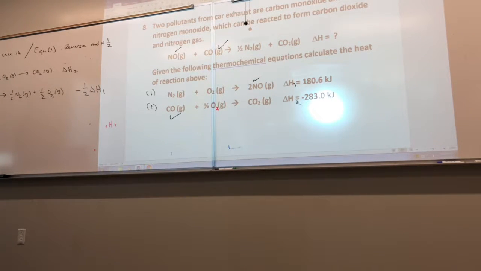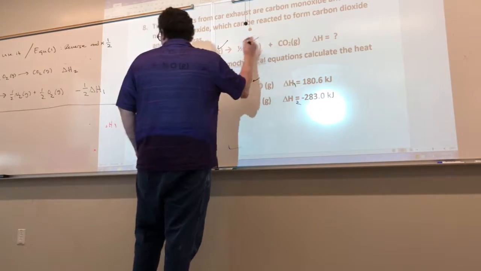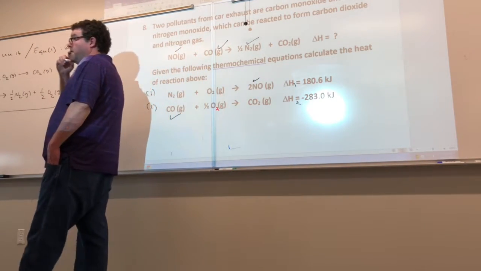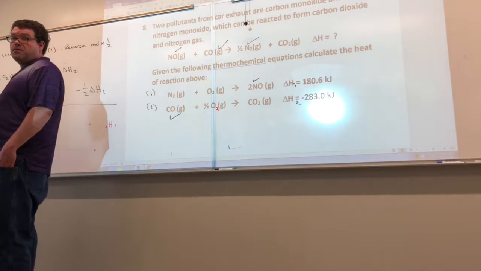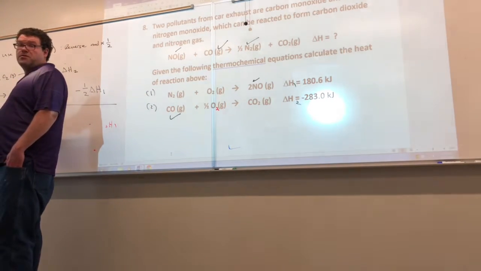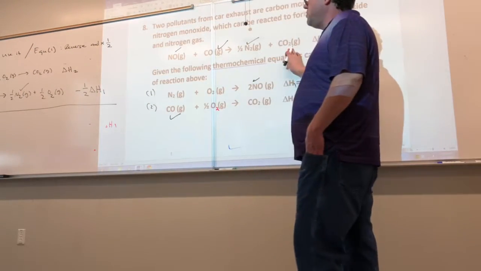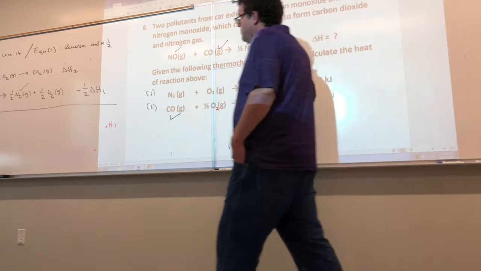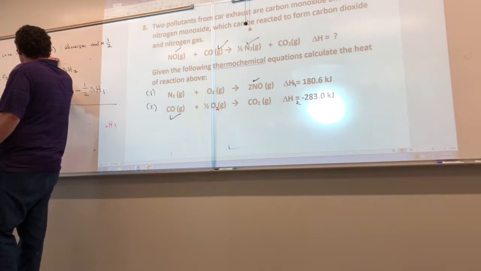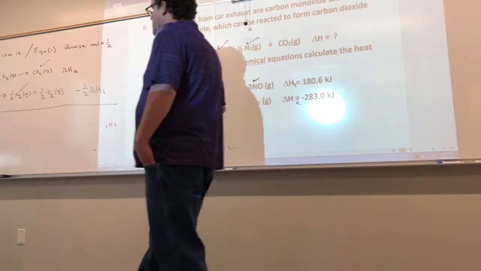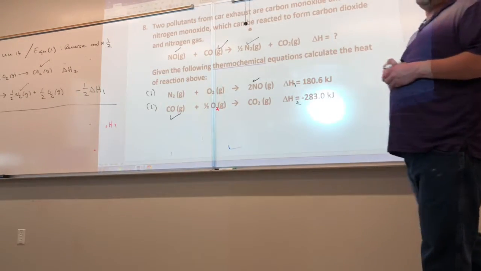Now let's look at our product. We've got our CO, we've got our NO, that's looking good. What about the 1/2 N2? Is that on the correct side? Is it in the correct state? Yes. Okay, that's good. What about the CO2? Correct side, correct state. All right, so everything is accounted for now.